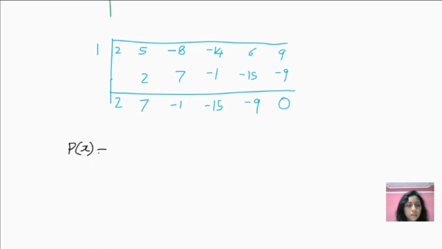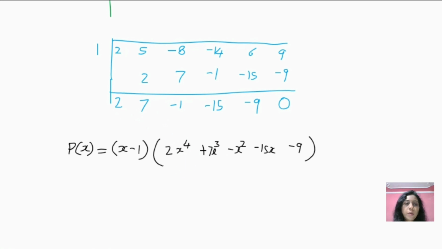So x minus 1 is a factor of the given polynomial. Okay. And here the quotient is this. Start with the constant term minus 9. This is the x coefficient, then the x square coefficient, then the x cube coefficient, then the x to the power 4 coefficient.